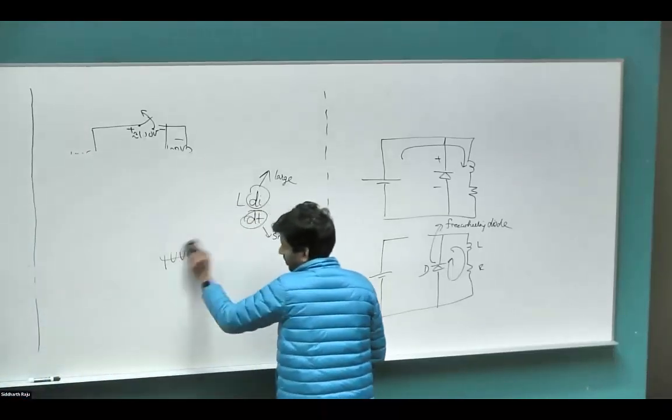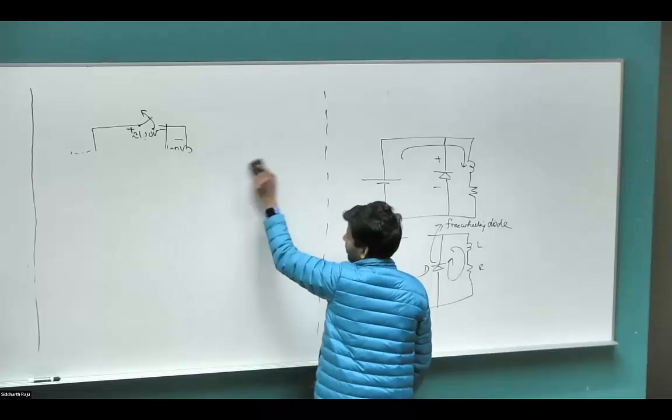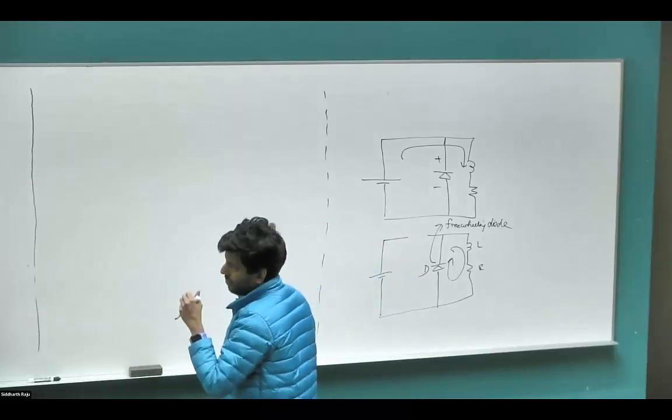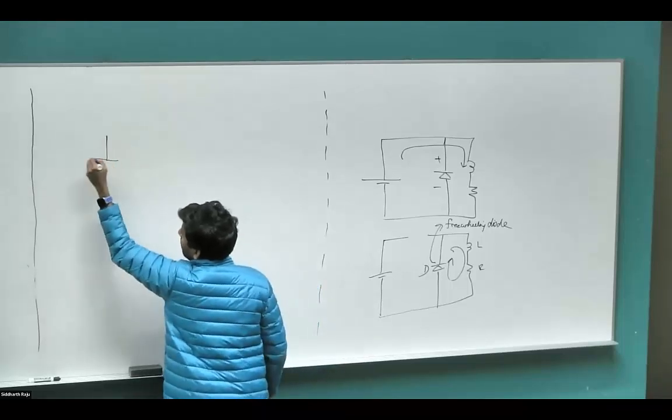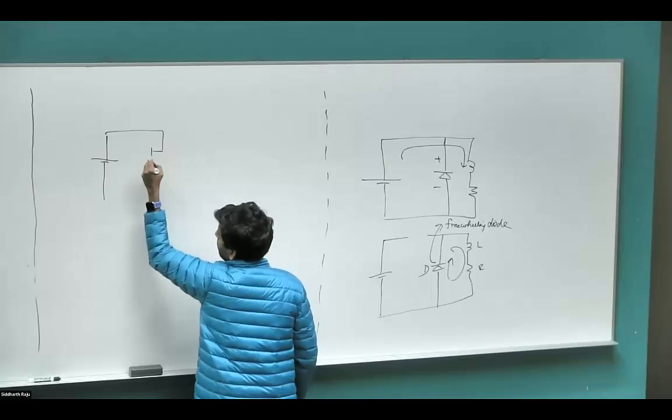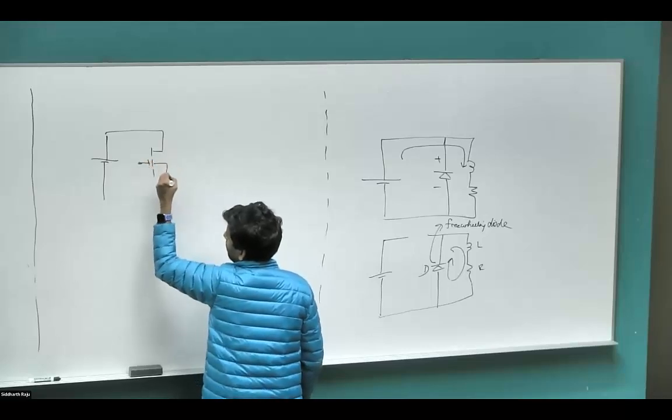We have now replaced it with a switch. We understand how the switch works, more or less. And we know that the switch has a body diode. There is another diode in the bottom to allow for freewheeling.